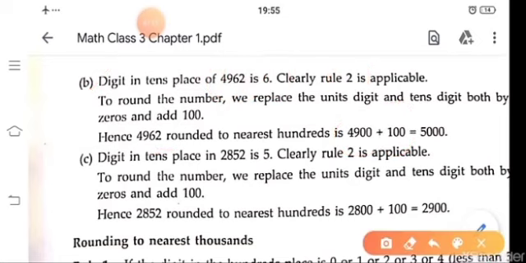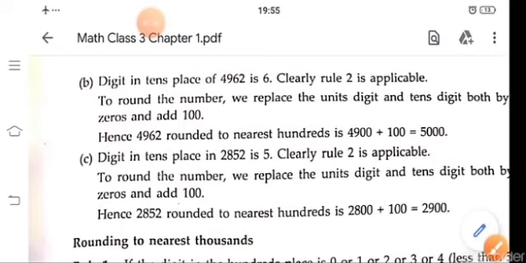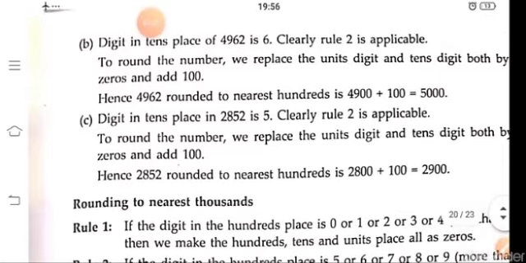See, 4900. And we add 100 to this number. It becomes 0 plus 0, 0, 0 plus 0, 0, 9 plus 1, 10, and plus 1, 4 plus 1, 5. So the number becomes 5000. Got it, children? Then we'll see the number C.